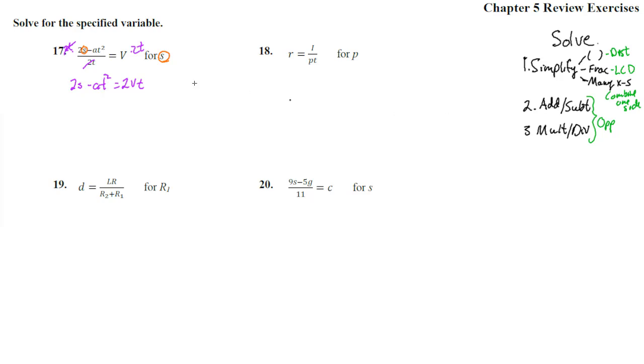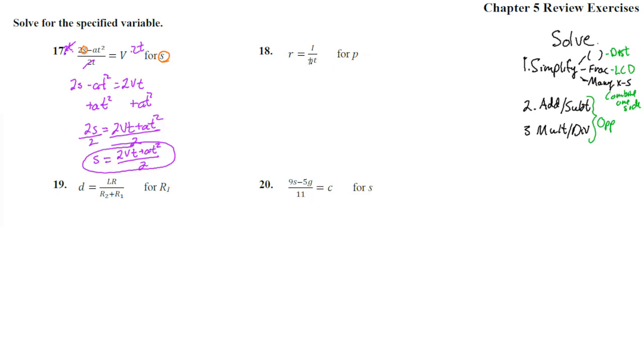No. So we're down here to step number 2. Add or subtract whatever it is we need to get rid of to get these guys by themselves, at squared. So we have 2 times s equals 2vt plus at squared. And then divide by 2. Divide by 2. We get s equals 2vt plus at squared all over 2. Excellent.